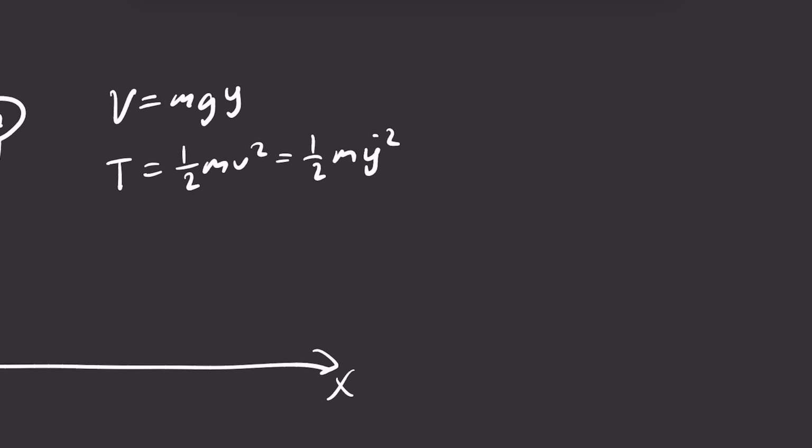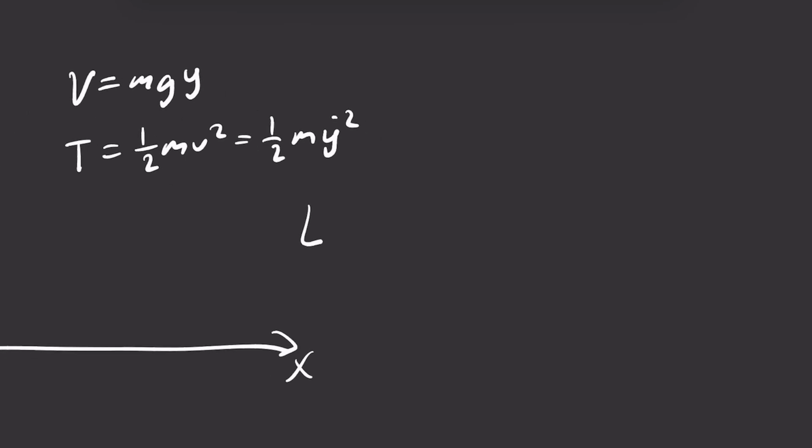Okay, cool. So now let's write the Lagrangian. The Lagrangian is just the kinetic energy minus the potential energy. So that's, wait, sorry, my bad: 1/2 m y dot squared minus mgy.